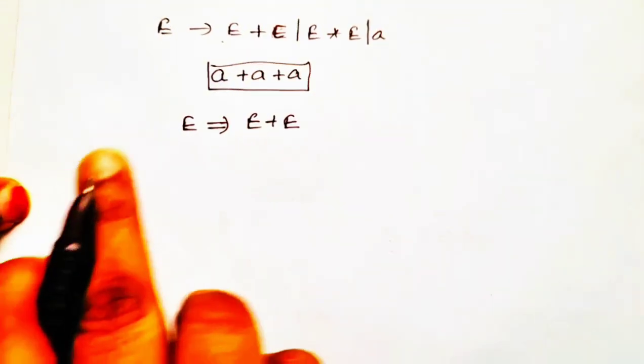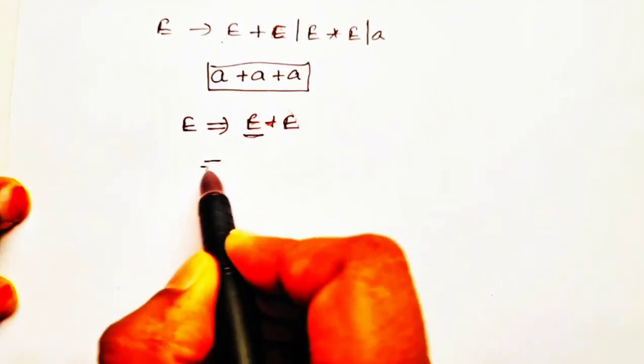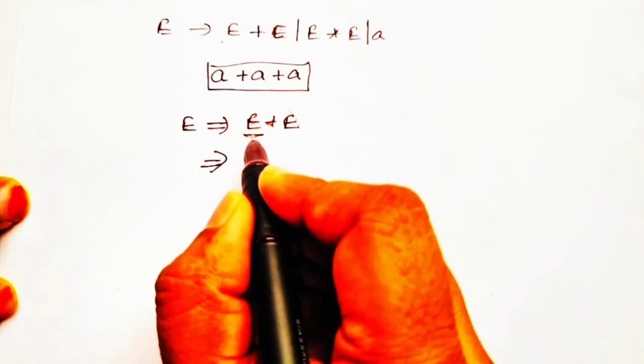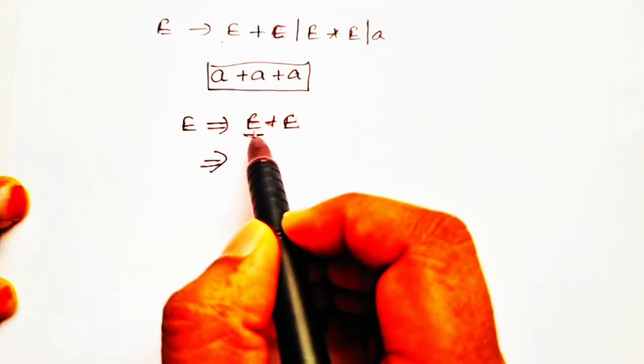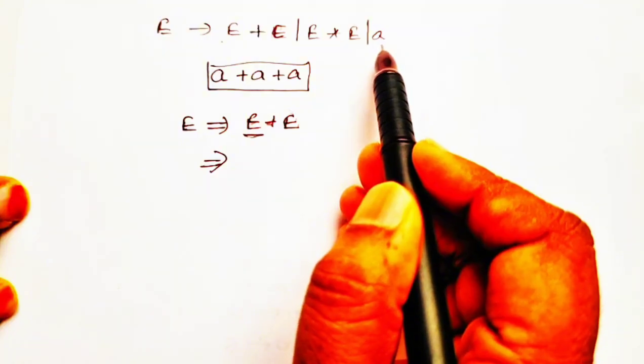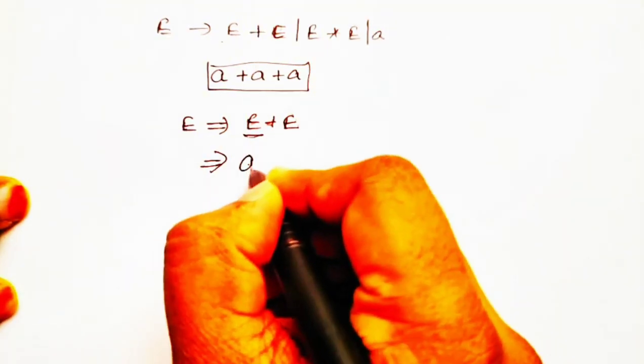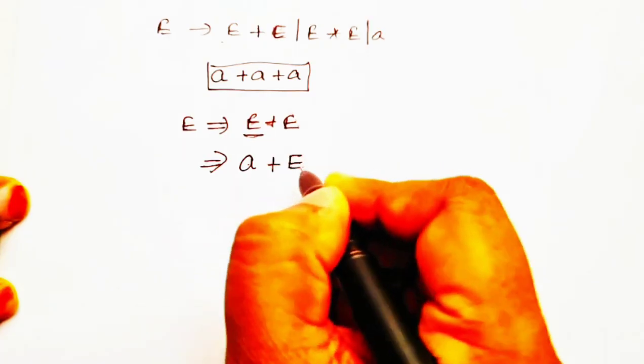Now, what is the leftmost non-terminal in this? This E. I have to replace it. You can replace it with again E plus E, or I can take E. See here, not E, a. I am taking a.